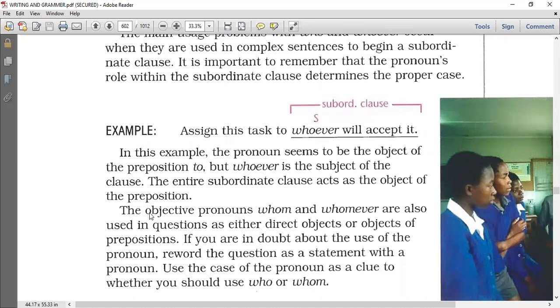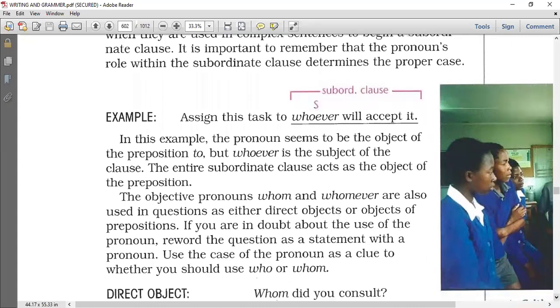The objective pronouns whom and whomever are also used in questions as either direct objects or objects of a preposition. If you are in doubt, if you are confused about the use of the pronoun, reword the question as a statement. Make the question a statement with a pronoun. Use the case of the pronoun as a clue to whether you should use who or whom. Let's see.